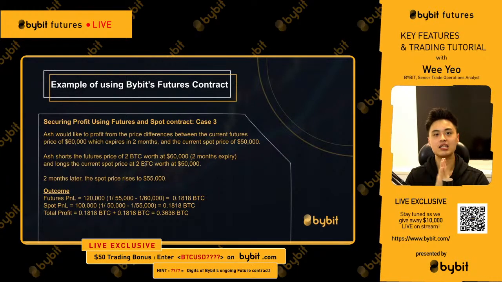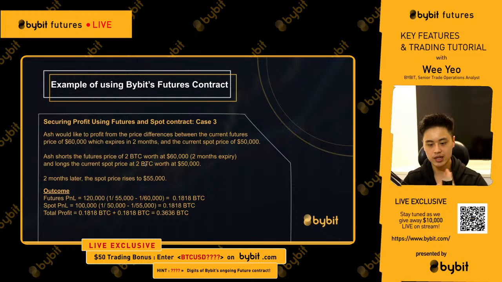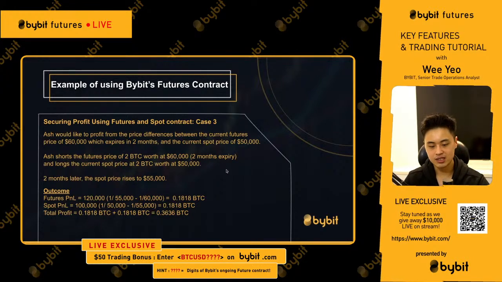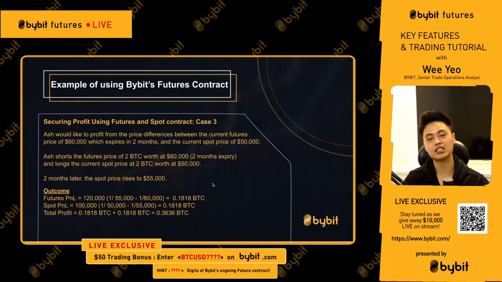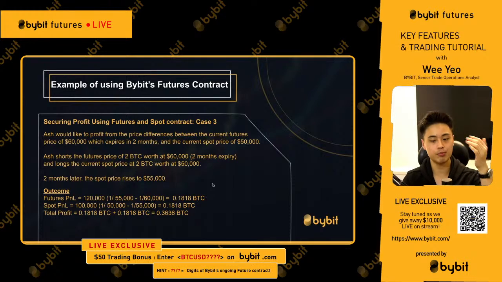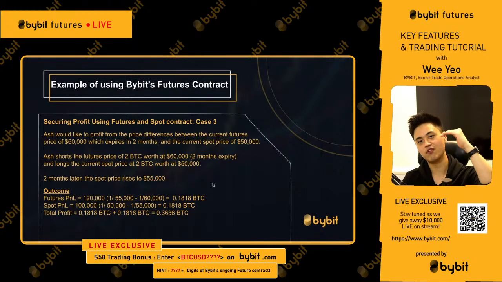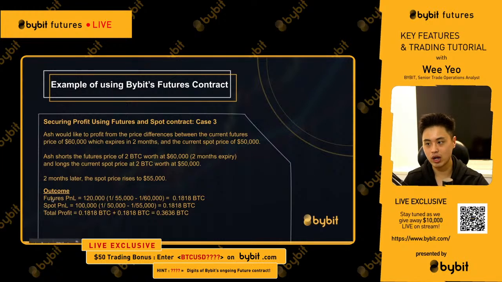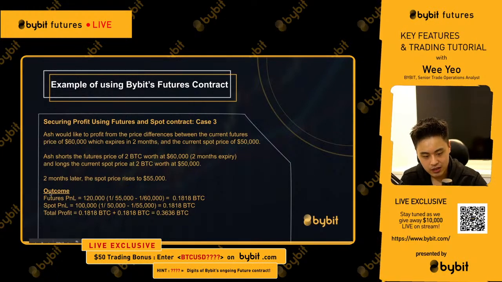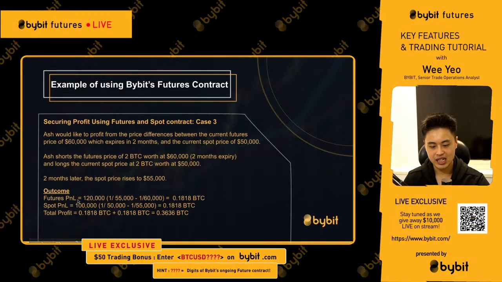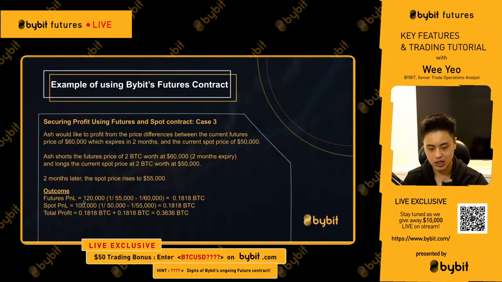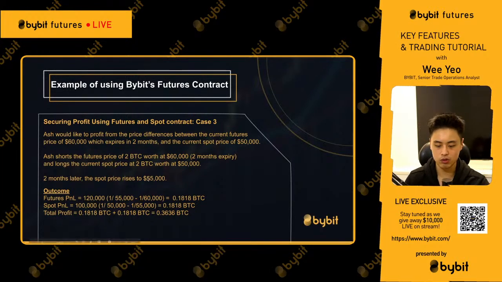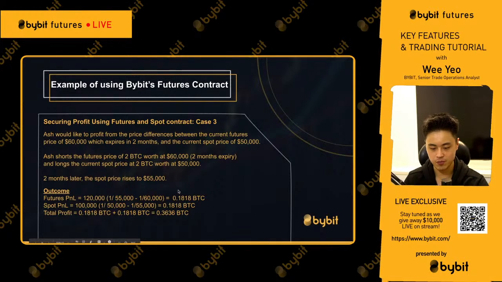Make sure that the quantity must be equivalent, worth at 50,000. So 2 months later, the spot trading price has increased to 55,000. So what happened next? You can see this is the outcome. The futures P&L is calculated as per observed. The quantity over here, you do a simple math calculation, and you will receive this amount.